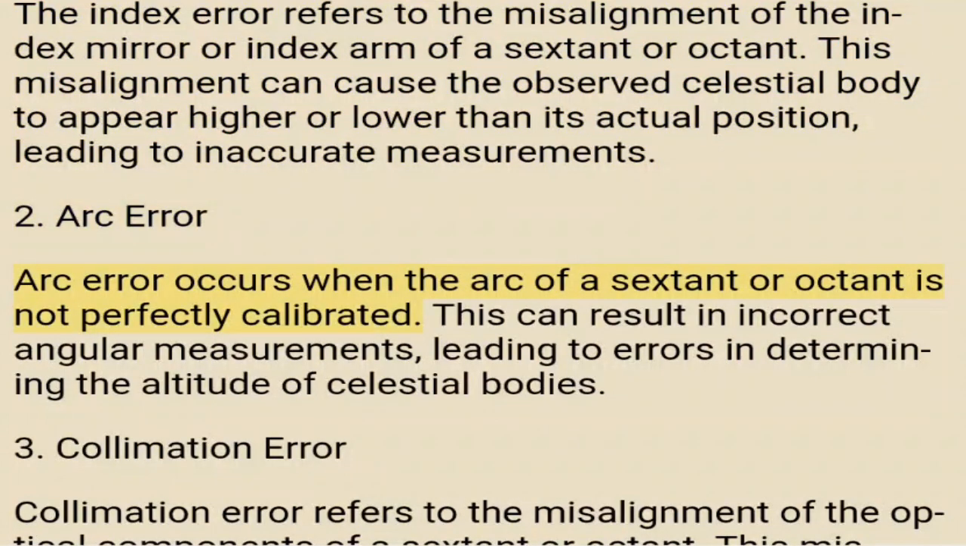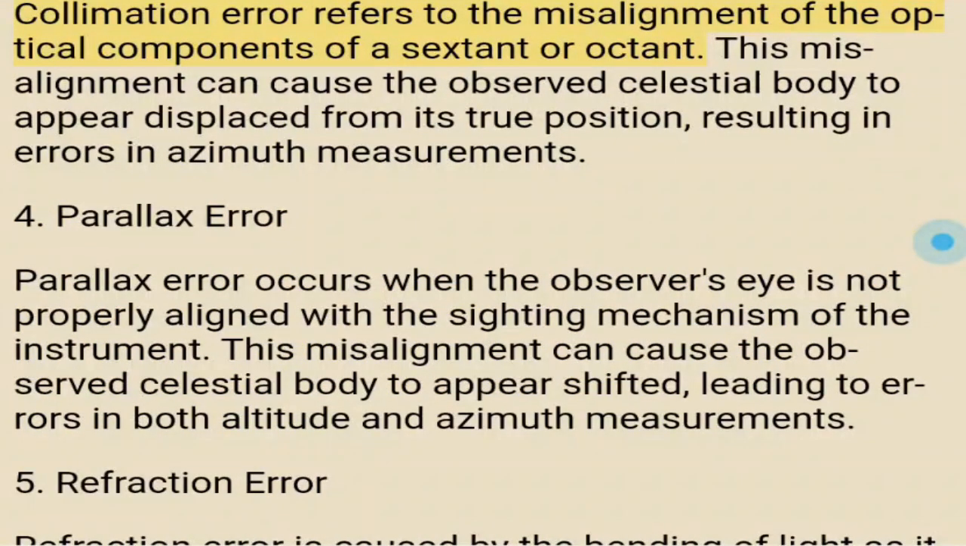2. Arc error. Arc error occurs when the arc of a sextant or octant is not perfectly calibrated. This can result in incorrect angular measurements, leading to errors in determining the altitude of celestial bodies. 3. Collimation error. Collimation error refers to the misalignment of the optical components of a sextant or octant.